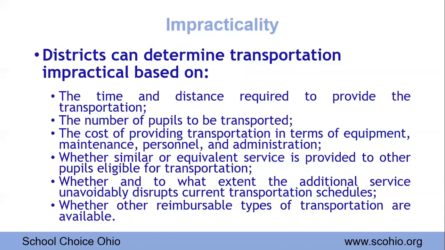So as you can see, they consider the time and distance required to provide transportation, the number of pupils to be transported, the cost of transportation that includes equipment, maintenance, personnel, and administration costs, whether similar or equivalent service is provided to other pupils that are eligible for transportation. Districts also must consider whether and to what extent additional service unavoidably disrupts current transportation schedules, and whether other reimbursable types of transportation are also available. This is a very quick overview of the key requirements that must be considered before a district can determine that they wish to declare transportation impractical.